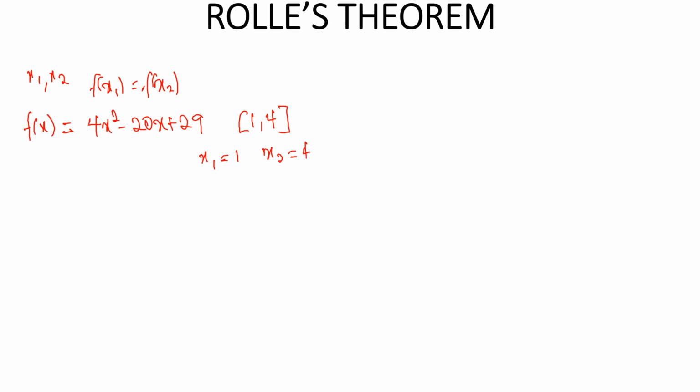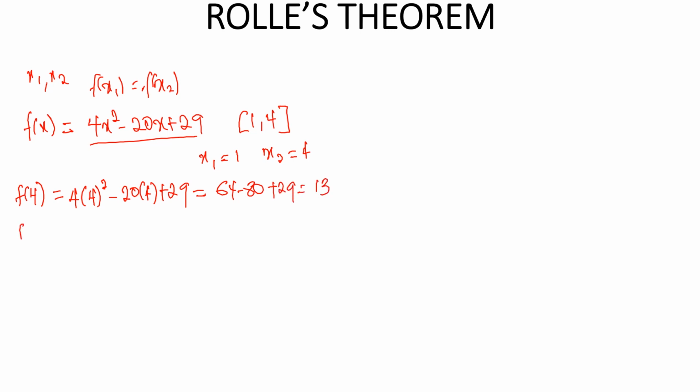So the first thing you need to do is get f of x2, which is f of 4. If you want to get your f of 4, you simply put 4 into the equation for the curve. This is going to be 4 into 4 raised to the power of 2 minus 20 into 4 plus 29, which is equal to 64 minus 80 plus 29, which is equal to 13.